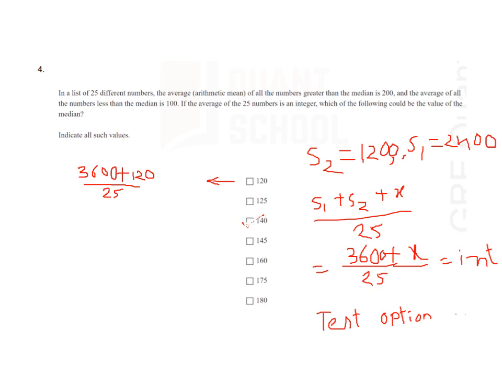Add 120 with 3600 and divide it by 25. You will see that this is not an integer. You can add other numbers as options and test in this way, and you will find that the answer will be 125 and 175. And for these numbers, the arithmetic mean will be an integer.